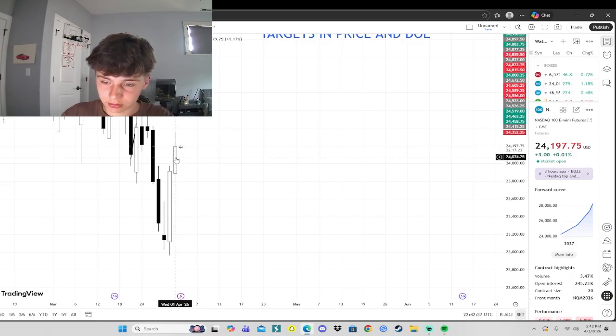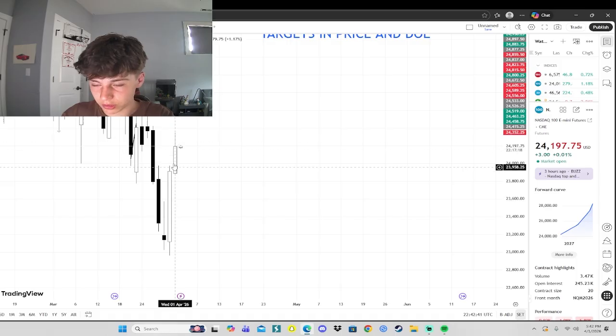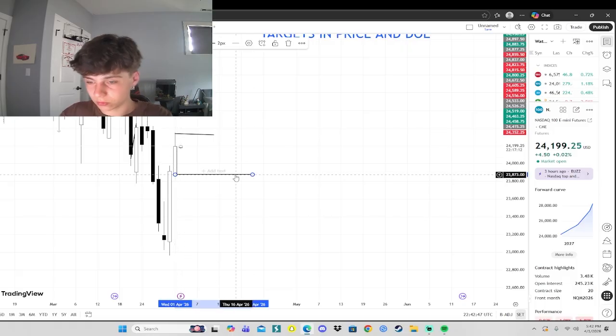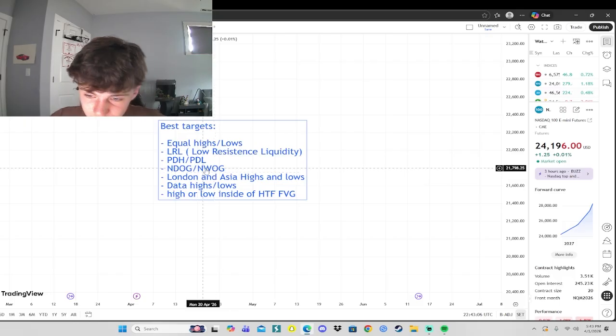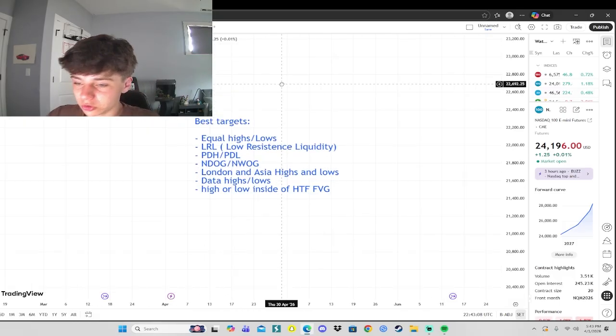So going over it real quickly again, this is our current day candle, and we look at yesterday's candle, previous day high, previous day low. We look at the previous candle from yesterday, which is this one right here that I'm pointing at right now, and we just mark out the high of that candle and we mark out the low of that candle. Really simple. Next up, we have NDOGs and NWOGs. This stands for new day opening gaps and new week opening gaps.